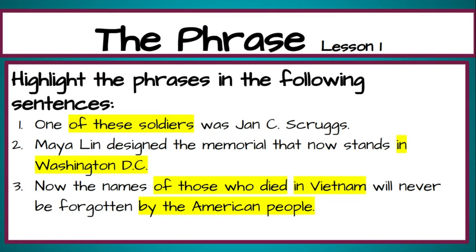Number 2, Maya Lin designed the memorial that now stands in Washington, D.C. We have the phrase in Washington, D.C. starts with the preposition in and ends at the end of the sentence.